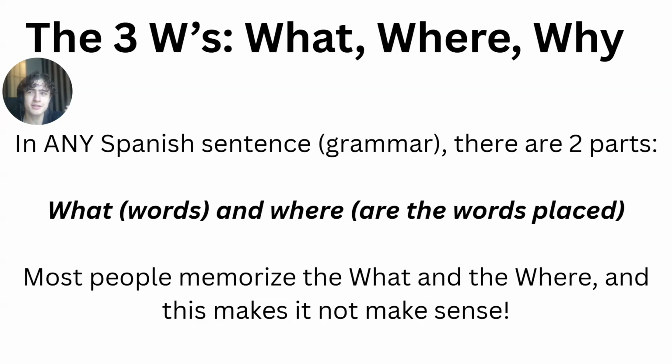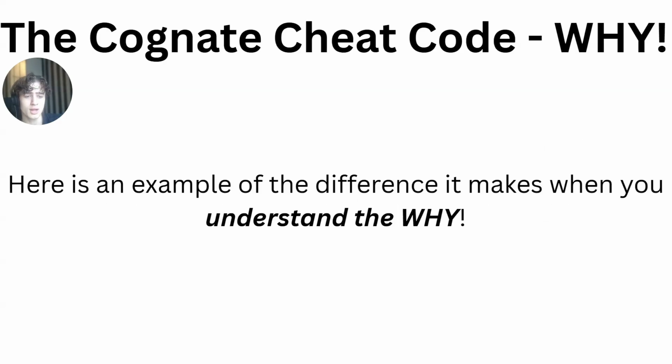And so here's the thing with not studying grammar. The juice of the grammar, the part that gives you leverage, is what I like to call the third W, which is why, okay? Here's just an example I'll give you, okay? What I like to call the cognate cheat code, okay? And this is really going to show you this example of why, okay? When you learn grammar and you understand the why, not when you just learn grammar generally, right?